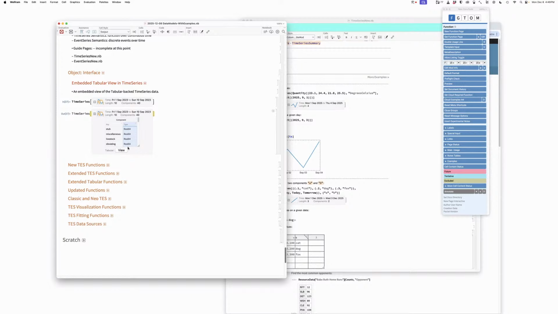I don't know what the question is. What does component mean? That's the name because they're not columns. If you think of a time series, you don't really think of columns. So we call them components.